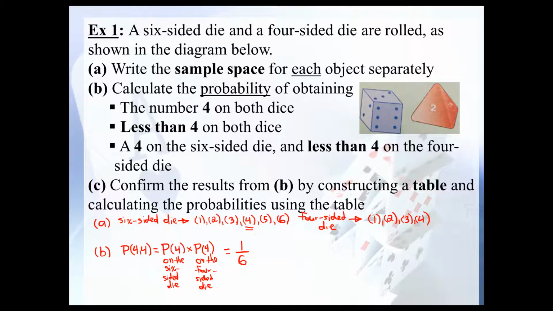So that would be 1 over 6. That's multiplied by the probability of obtaining a 4 on the four-sided die. So on the four-sided die, the total number of possible outcomes would be 1, 2, 3, 4. And there's only one outcome that's favorable for a 4. Therefore, you'd have 1 over 4.